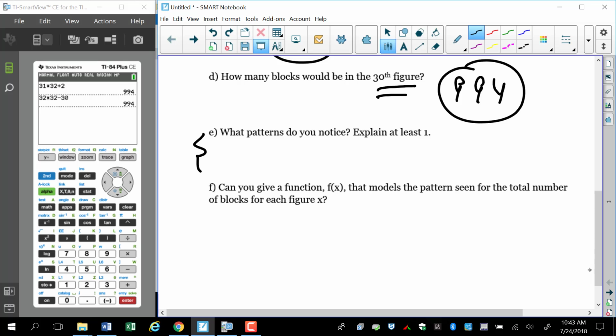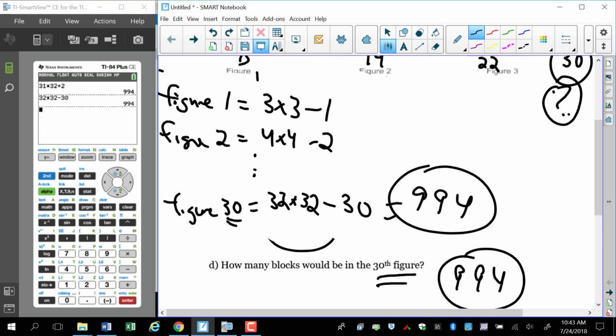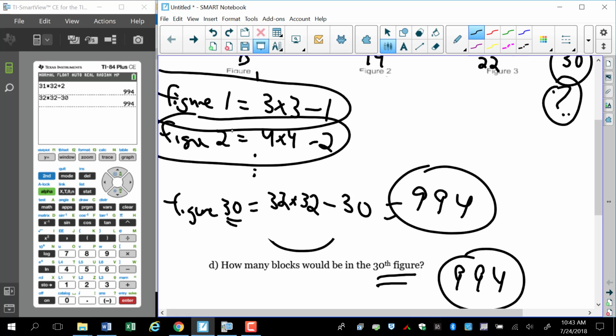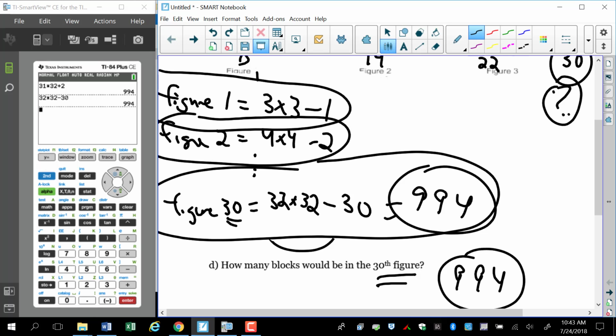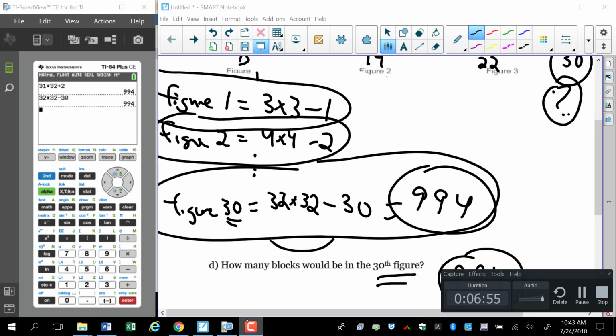Don't worry about the f of x for now. What we can do is, if you just wrote out something like this, just gave me these patterns, I'd be more than happy for right now if you could do that, because this is really important to see, because now if I want to do figure 300, I know exactly how to do it because I have a rule that occupies this.